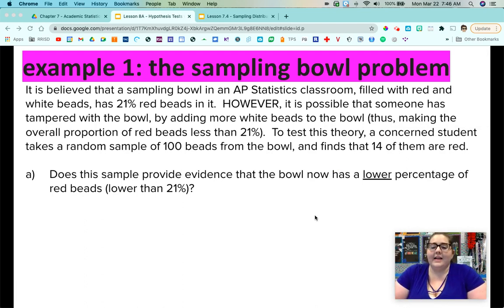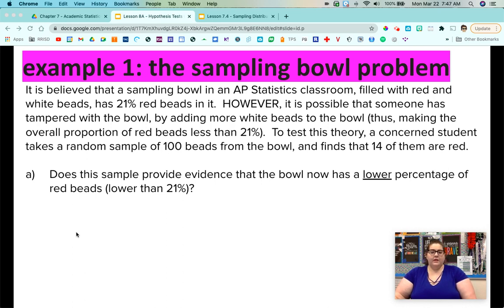It is believed that a sampling bowl in an AP statistics classroom filled with red and white beads has 21% red beads in it. However, it is possible that someone has tampered with the bowl and added more white beads to the bowl, thus making the overall proportion of red beads less than 21%. To test the theory, a concerned student takes a random sample of 100 beads and finds that 14 of them are red.